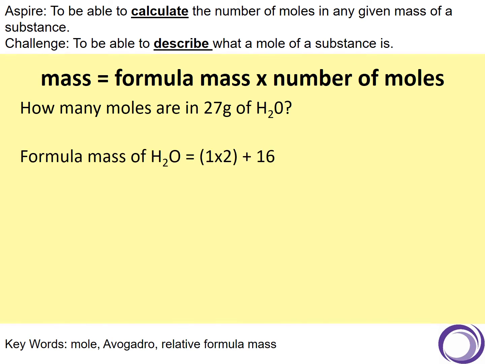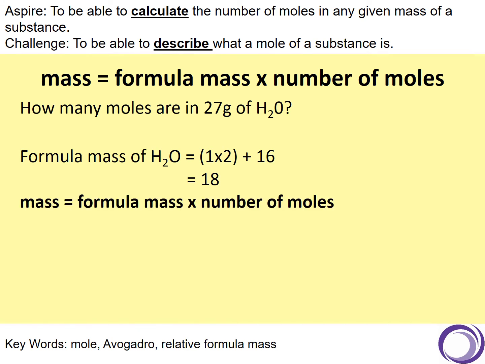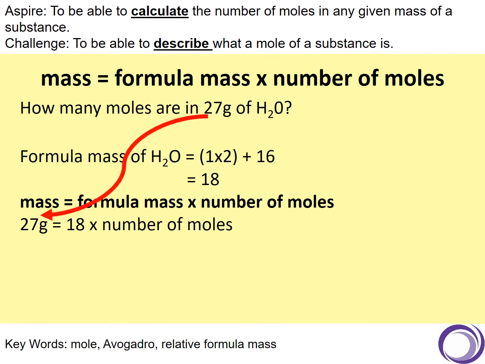So my first stage is to work out the formula mass of water, and I'm going to show my working out really clearly, because if I make a mistake at this stage, I can still get credit for that answer later on in the calculation. I write out my equation: mass equals formula mass times the number of moles. Then I substitute in the numbers that I already know. So 27 grams goes in as the mass, from the question. The formula mass I've just worked out, so I put that in: 18. So now I have an equation that says 27 grams equals 18 times the number of moles.